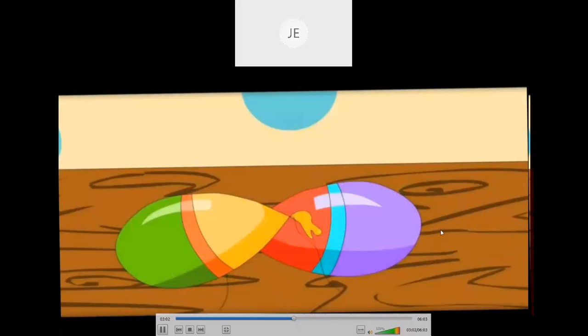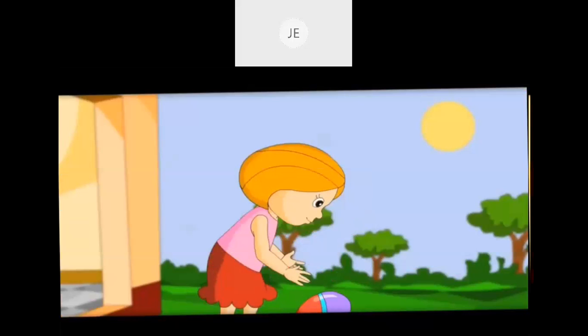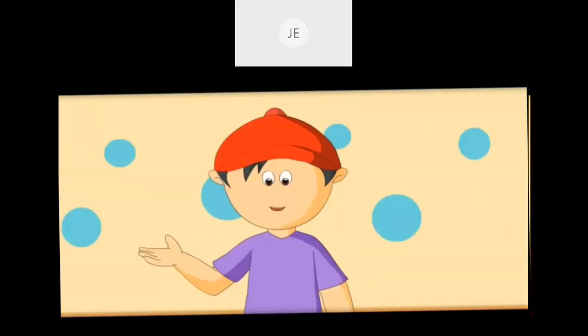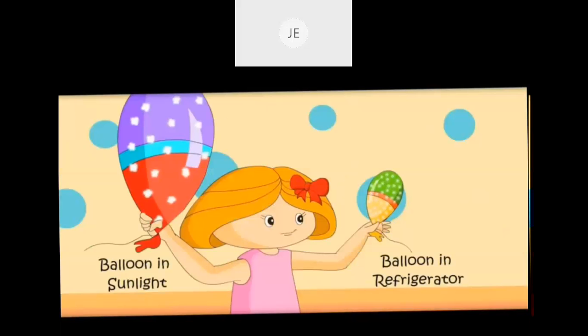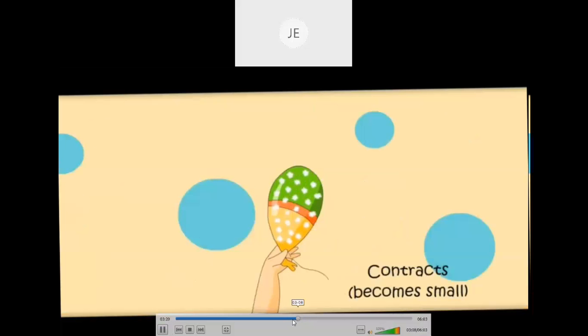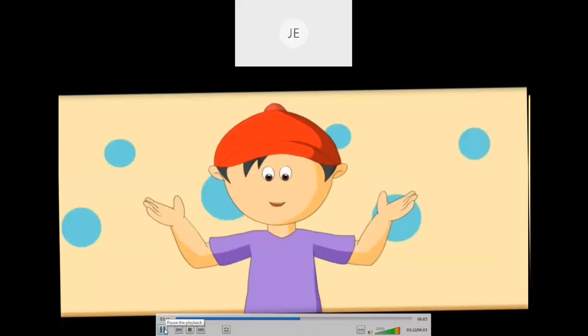Here are two balloons. I am keeping one in the refrigerator and one in sunlight. Do you know what would happen? I know. The balloon in sunlight would become bigger, and the balloon in the refrigerator would contract. It means it becomes small.